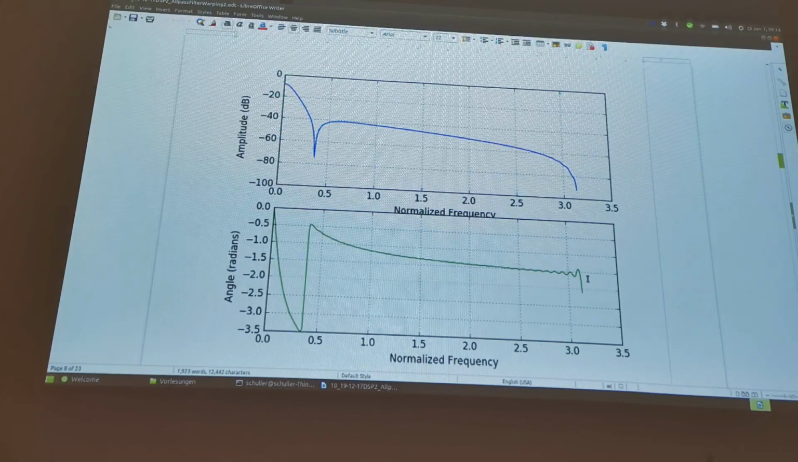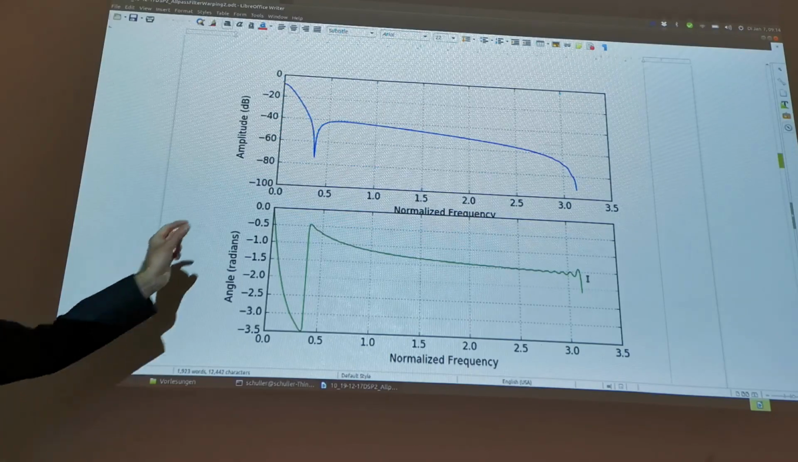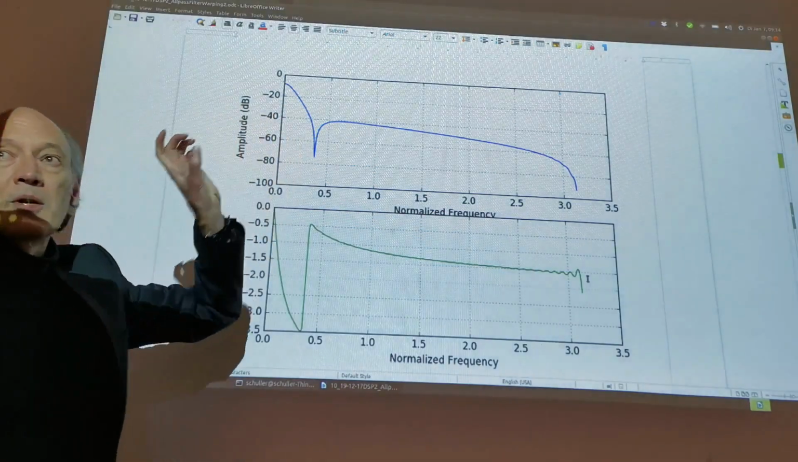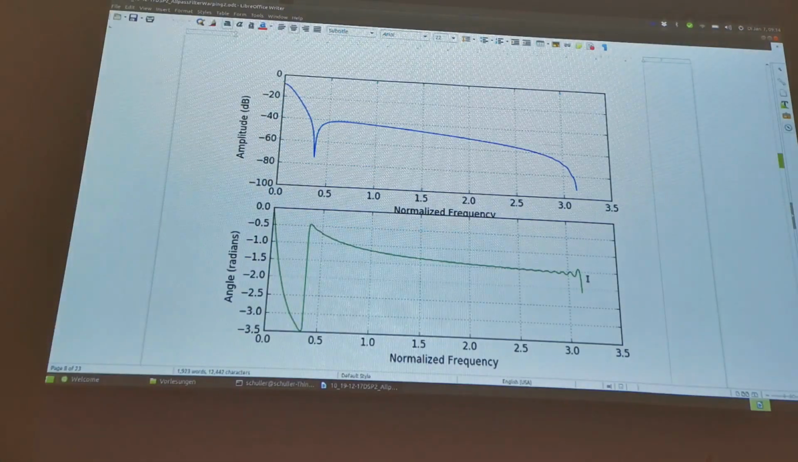Right? So remember, this is much better than the original design in the non-warp domain. In the non-warp domain, we basically had no pass band. It was all attenuated pretty much the same. Right? But here now we have indeed a functional low-pass filter with a very narrow band pass band. So this shows that it actually works.